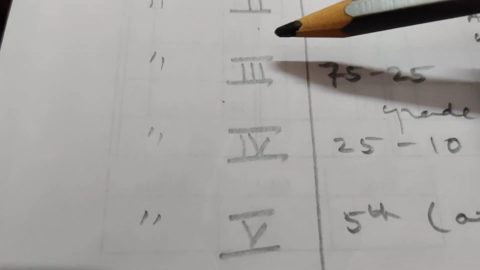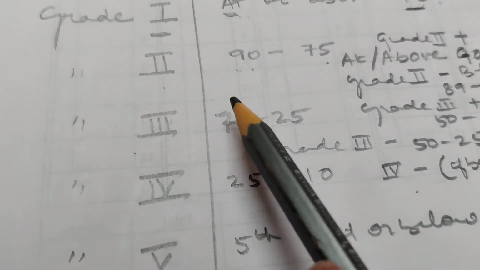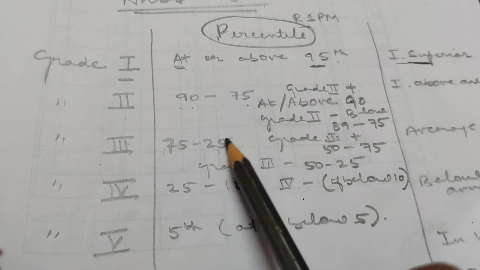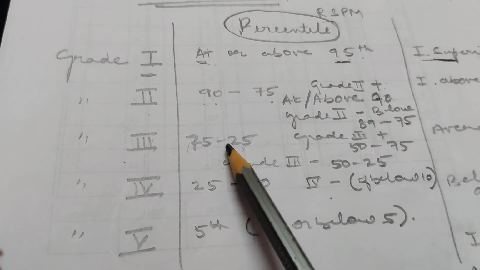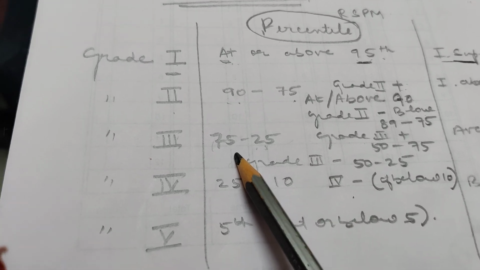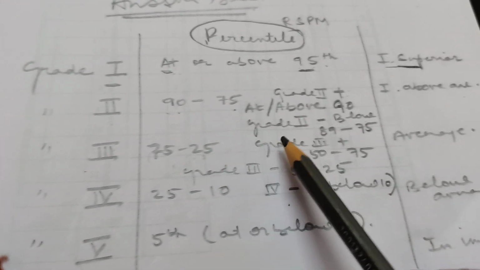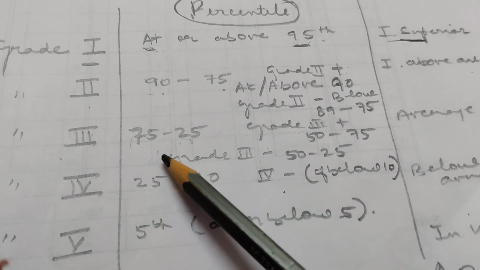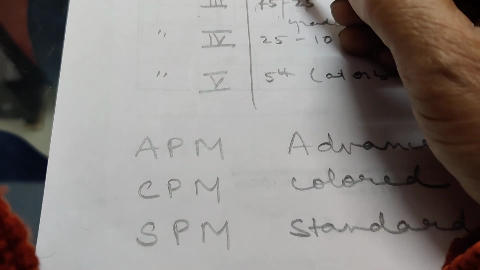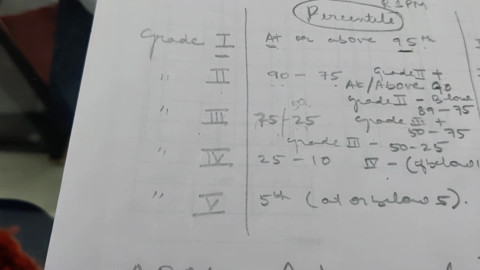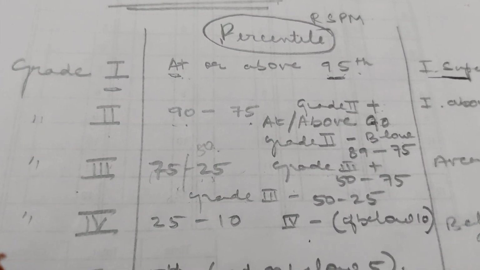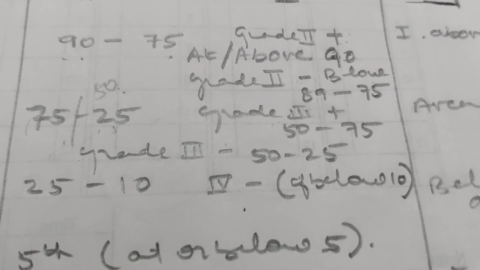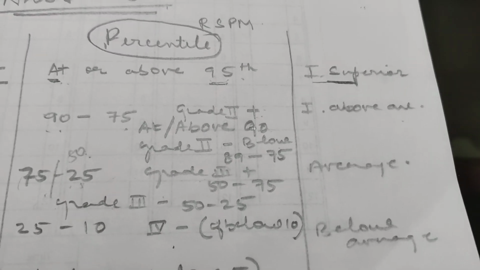Then grade 3, see grade 3 is 75 to 25. Now if your score is lying somewhere in this particular range, you are intellectually average. This is the largest, widest range. Here you will see grade 3 plus and grade 3 minus. The middle part, as I told you in the previous video also, is the 50th. From 75 to 50, you will be grade 3 plus, and from 50 to 25, you are grade 3 minus, and you are intellectually average.